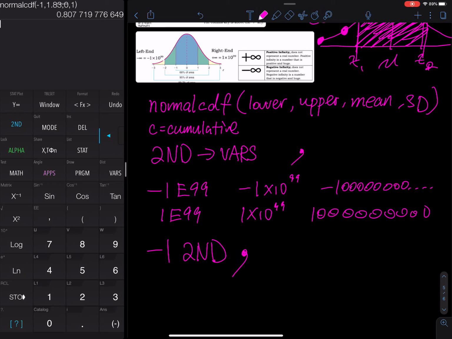So you type -1 and then second comma. So now you have the base, and then you type a 99. Second comma. You get the E, and then you type 99. The E stands for base 10. The 99 is the exponent. That is how you get the negative infinity.